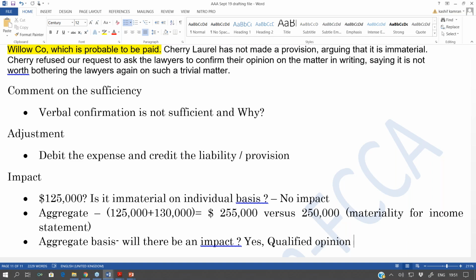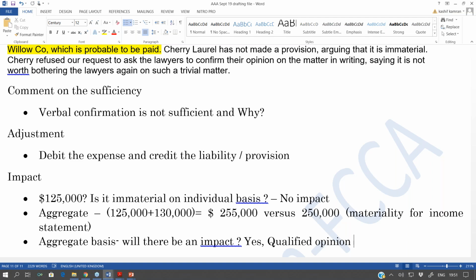What if a question like this comes to your exam paper asking for adjustments and you're blank on what to do? What to do on the comment on sufficiency, right? What to do on impact? Have you learned the individual impacts and the aggregate impacts from this? Have you learned how to do the comment on the sufficiency? So is everyone clear on the verbs? If these verbs come in your exam paper, comment on the sufficiency or adjustments or impact, can you easily handle them?